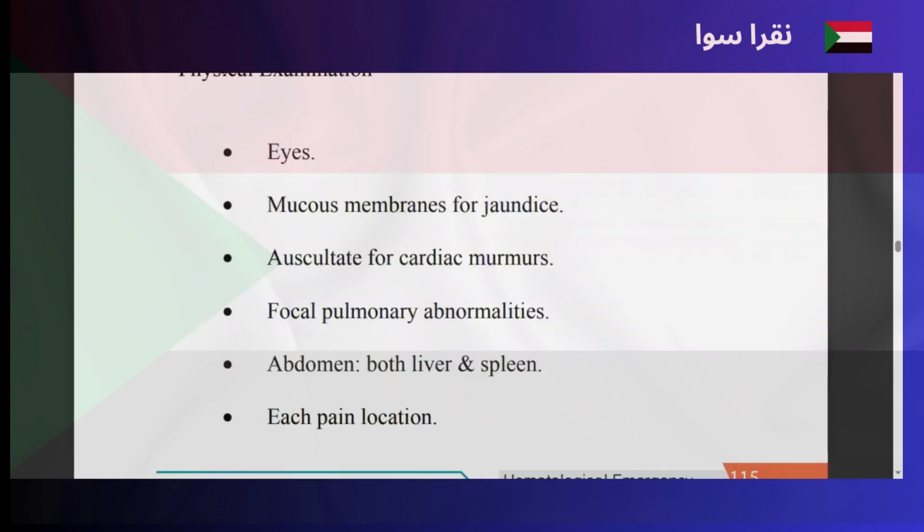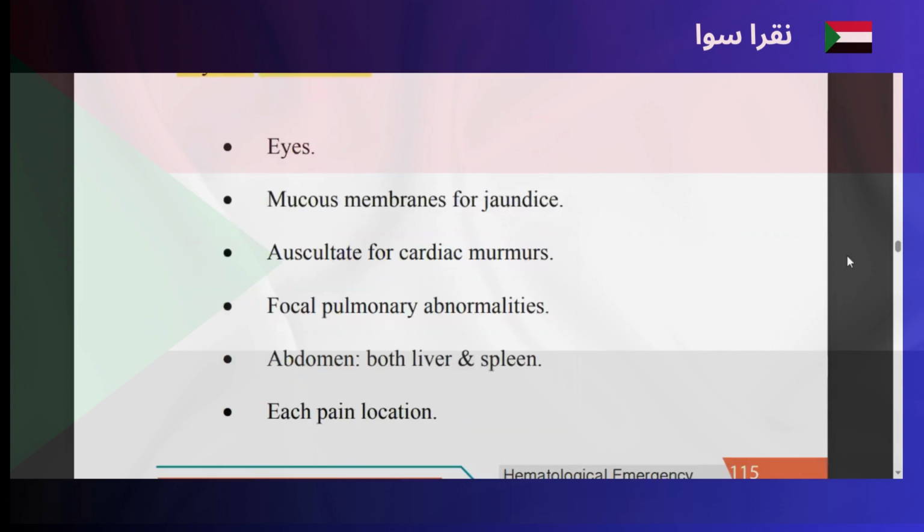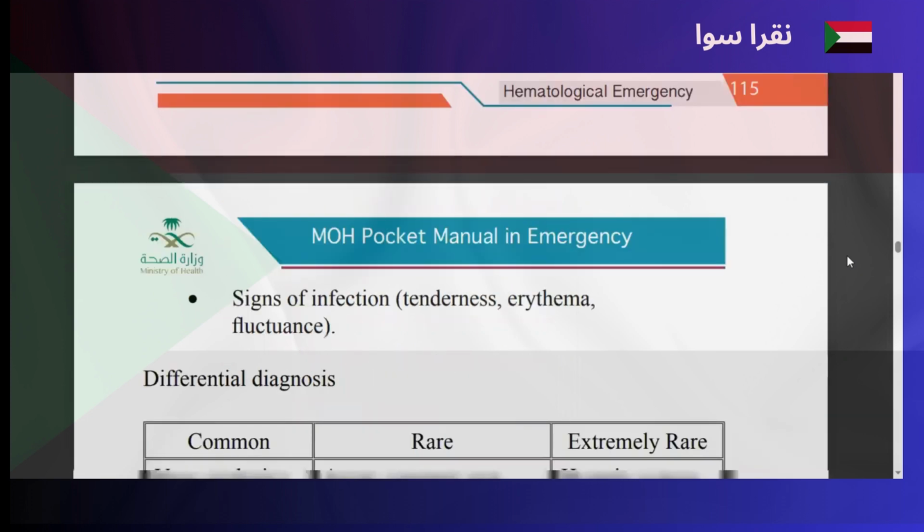On the physical examination, check the eyes and the mucous membrane for jaundice, auscultate for cardiac murmur and focal pulmonary abnormalities, examine the abdomen, both liver and spleen, check each pain location, and look for signs of infection such as tenderness, erythema, and fluctuation.